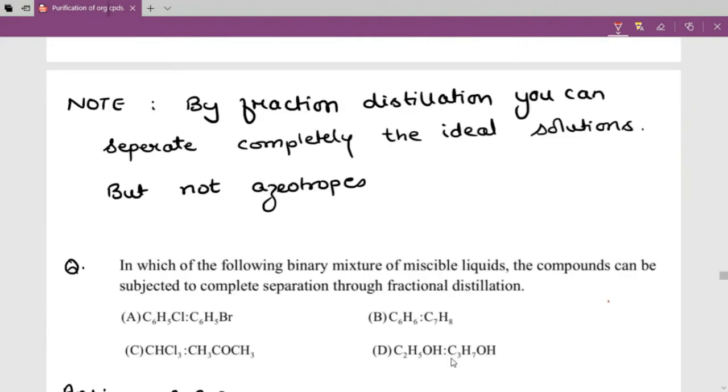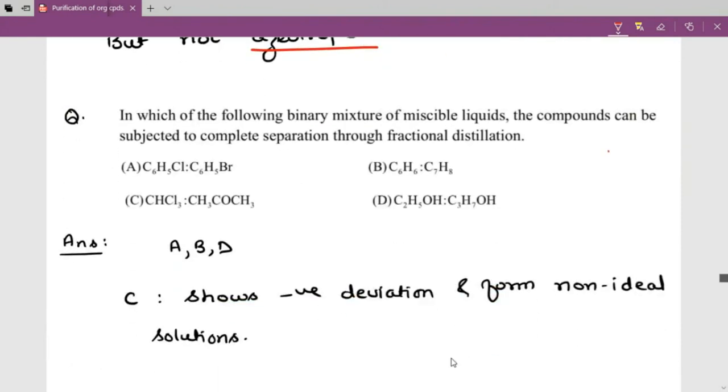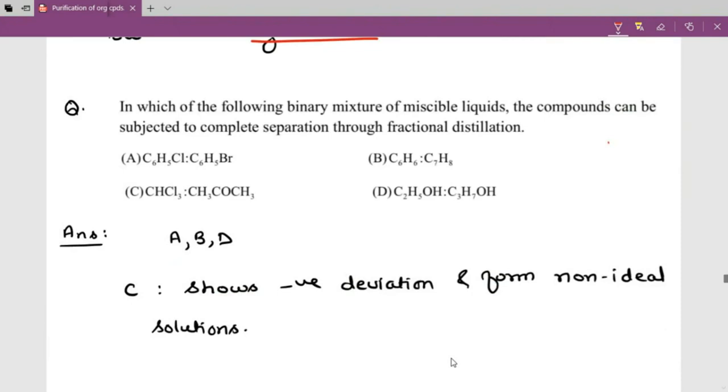In fractional distillation, you can separate completely only the ideal solutions, not the azeotropes. I hope you know the azeotropes, that is the constant boiling liquids. Azeotropes cannot be separated by fractional distillation. For example, here I say, which of the following binary mixtures of miscible liquids, that is they are miscible in each other, can be subjected to complete separation. Okay, the answer is A, B, D, because C forms an azeotrope. A, B, D form ideal solutions.